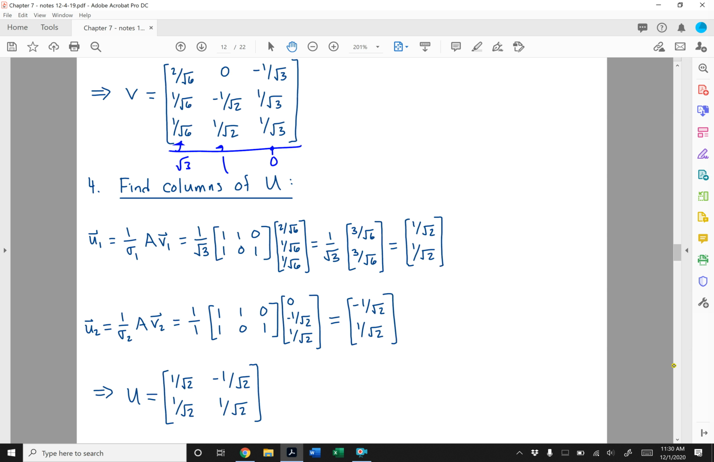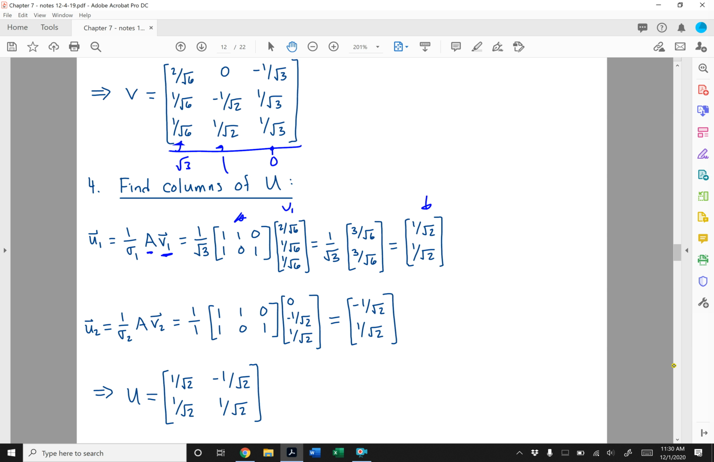Now we can use V to find U. You can find the first column of U by taking the first column of V, multiplying it by A, and dividing by the singular value that corresponds to the first column of V, which is the first one. So our largest singular value was, I'm sorry, it was sigma 1, the square root of 3. So we divide by the square root of 3. This is A, and this is v1. Do the multiplication, we end up with a 2 by 1. Divide by the square root of 3, we end up with this.